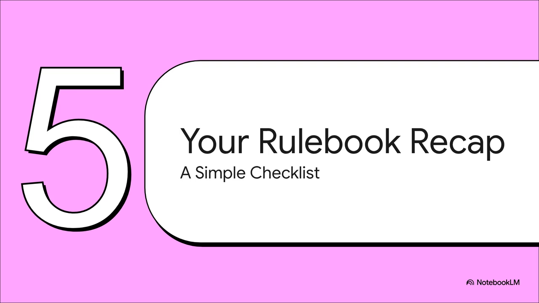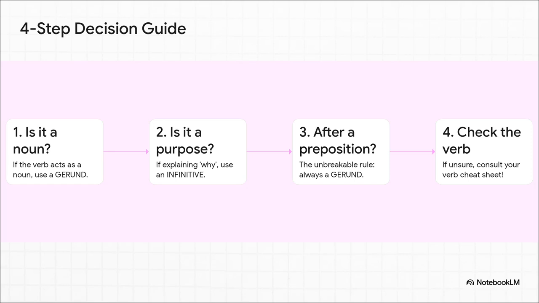So let's just boil it all down into a simple, actionable checklist you can use anytime you feel stuck. Here it is, your 4-step decision guide. First, just ask yourself, is this verb acting like the name of an activity? If the answer's yes, use a gerund. Second, are you trying to explain the purpose or the why behind an action? That's a job for the infinitive. Third, this is that unbreakable rule. Is your verb coming right after a preposition? It has to be a gerund. And finally, if you're still not sure, just look at the verb that comes before your blank space and check that verb cheat sheet.